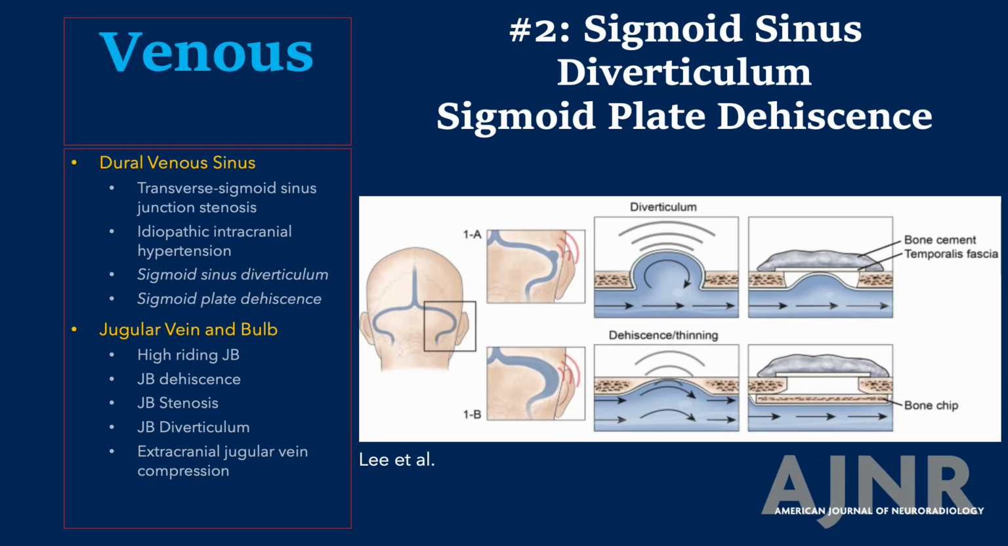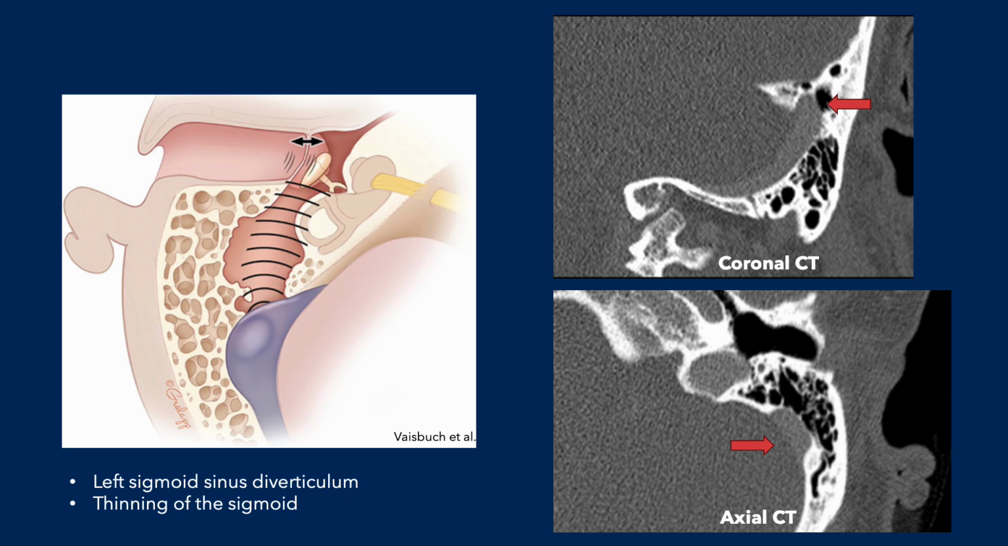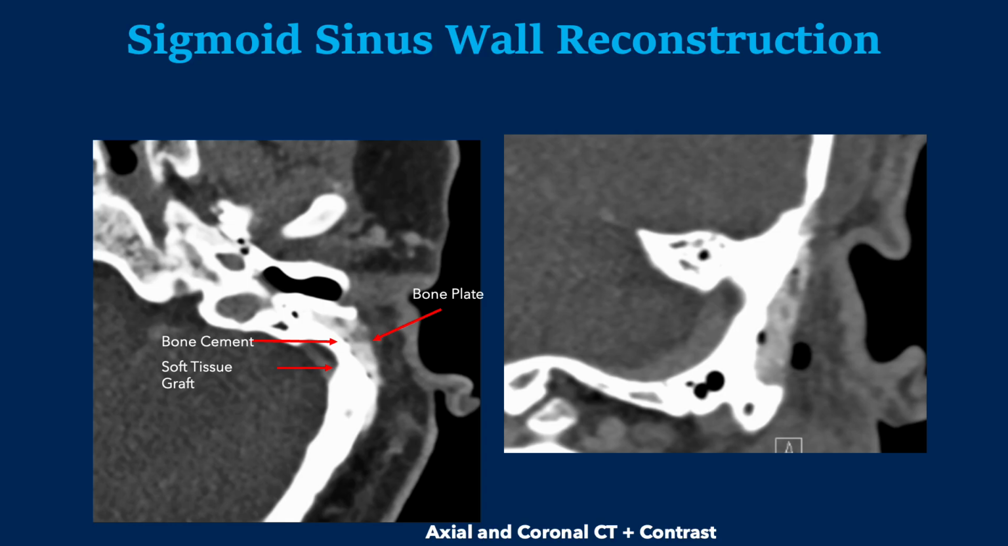A sigmoid sinus diverticulum and sigmoid plate dehiscence can also lead to turbulent flow, as well as abnormal bone conduction. So this patient had a left sigmoid diverticulum with thinning of the adjacent sigmoid plate, best seen on the coronal image. This was repaired with 3 layers: a soft tissue graft on the inner layer, a bone cement in the middle layer, and a bone graft on the outer layer.